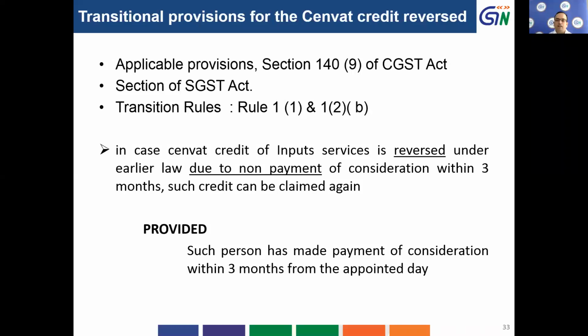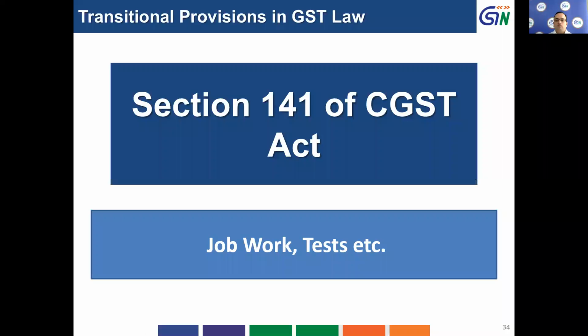And if you have made that reversal and you make this payment in the GST regime, within 3 months of the appointed day, then you will be entitled to that credit. So it's covering that provision that if he has not made the payment and his credit was reversed, he can actually take credit in the GST regime within 3 months. So that's what section 149 of the CGST Act talked about.